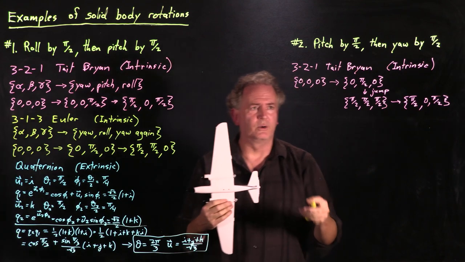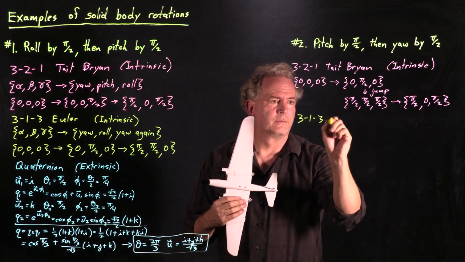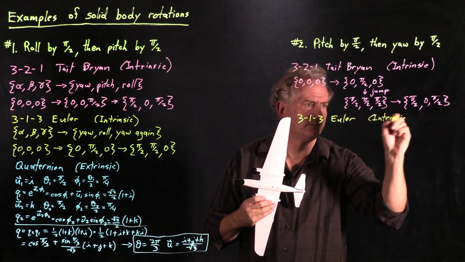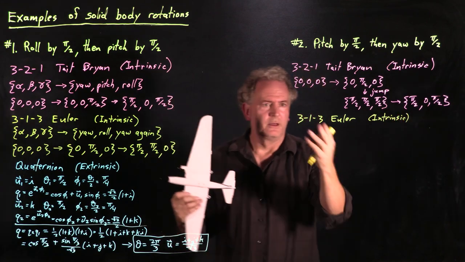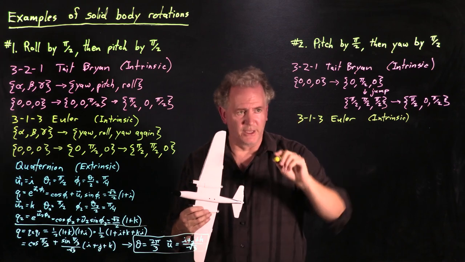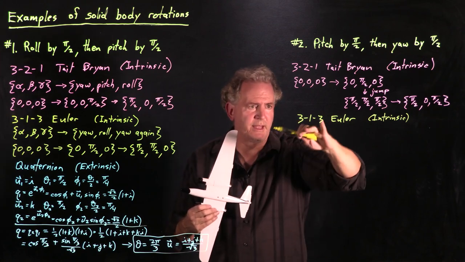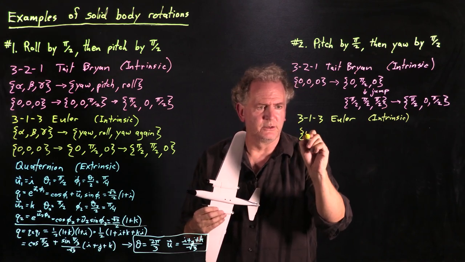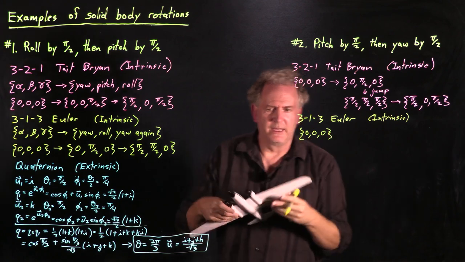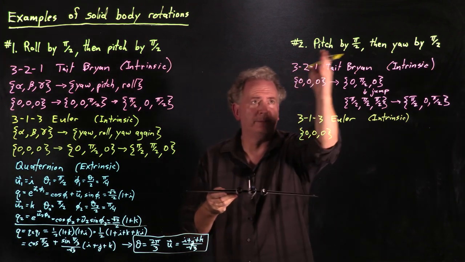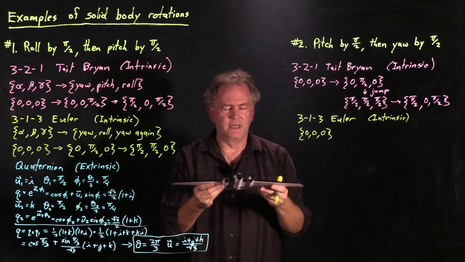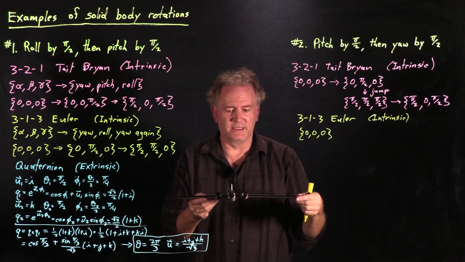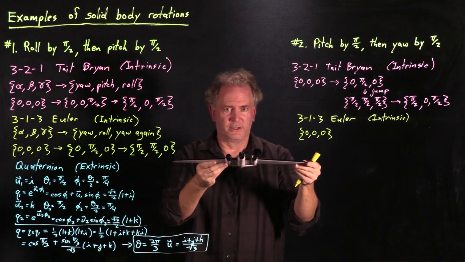How about if we used the 3-1-3 Euler rotation sequence, again considered in an intrinsic setting? So again, 3-1-3 means alpha corresponds to a yaw, beta corresponds to a roll, and then gamma corresponds to yaw again. And we're going to start again nominally in the 0-0-0 orientation. We're going to see how we can describe the first half of the maneuver, which is pitching by pi over 2. And you can't do it via just yawing a little bit, rolling a little bit, and yawing again. You can't get to the configuration that corresponds to just pitching a little bit.